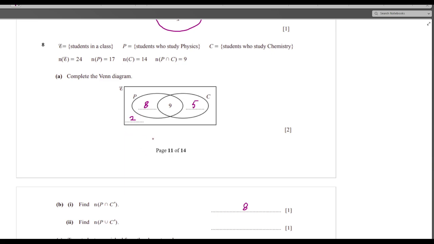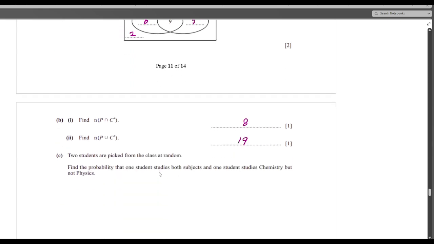So if you see your P, it is 8, 9. If you see your C complement, it is 8, 2. So 8 is twice, I will consider once. So it is 8 plus 9 plus 2, which is 19. So 19 you will write here, B part.